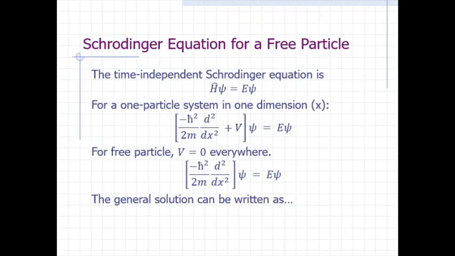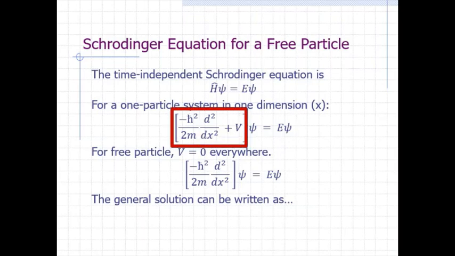In general, the time-independent Schrödinger equation is H hat psi equals E times psi, where H hat is the Hamiltonian operator and E is the energy. For a one-particle system confined to move on just the x-axis, the Hamiltonian operator is the kinetic energy operator, which takes the second derivative with respect to x, then multiplies by negative h bar squared over twice the mass, plus the potential energy operator V.